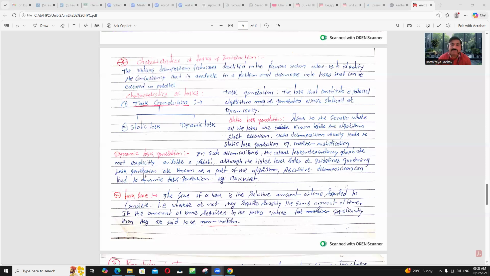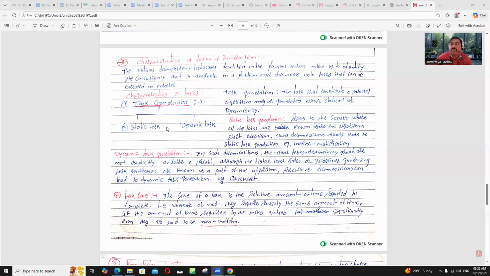Some conditions in the parameters will decide this, and we also consider it with dynamic task allocation. So recursive decomposition can lead to dynamic task generation. Take quicksort: in sorting, we do not know beforehand which set and which parameter will come next. We do not identify it before we go with the sorting, deciding the pivot and other parameters. That concept comes under dynamic task generation.